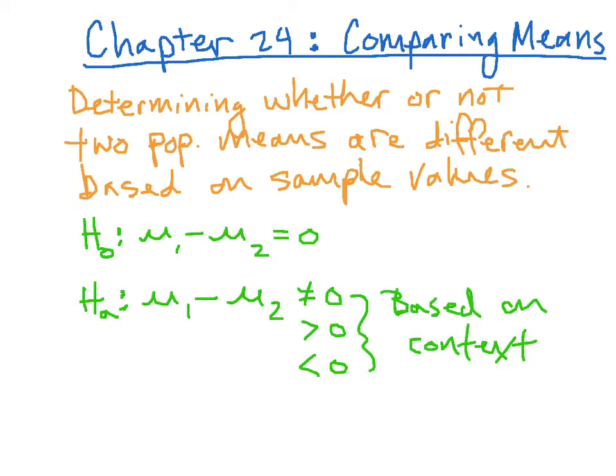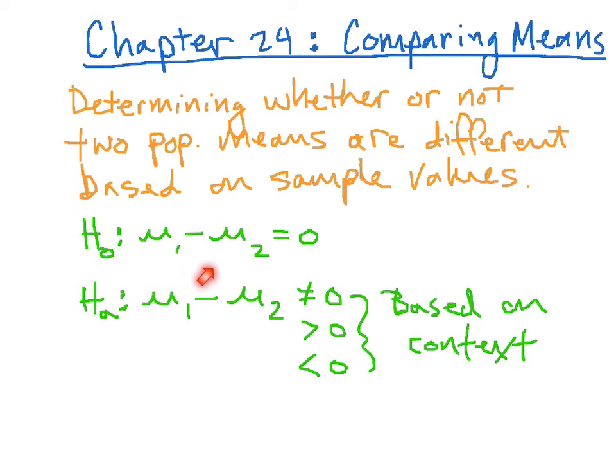Today we're going to talk about Chapter 24, Comparing Means. In this chapter we're going to determine whether or not two population means are different based on sample values. So similar to what we did in Chapter 22, but now we're dealing with means. The notation is slightly different. Instead of P sub 1, P sub 2, we're using mu sub 1, mu sub 2.